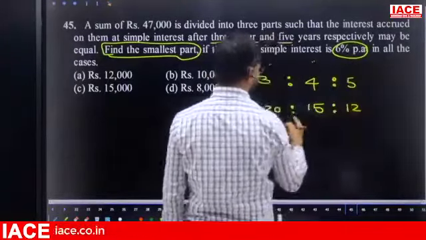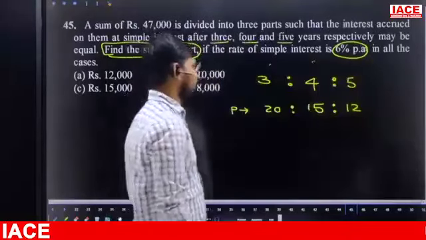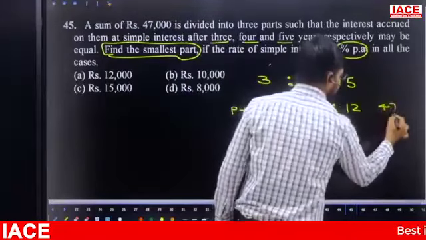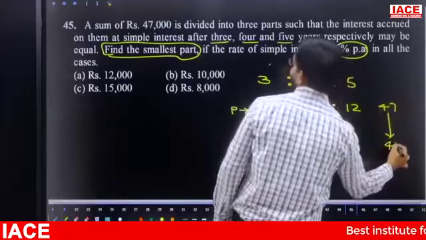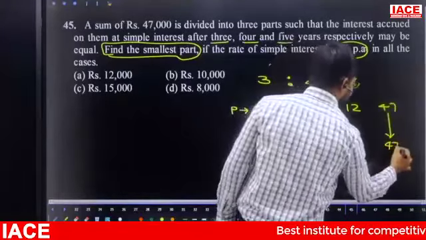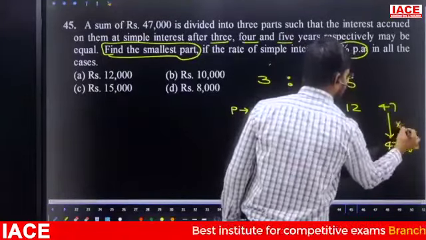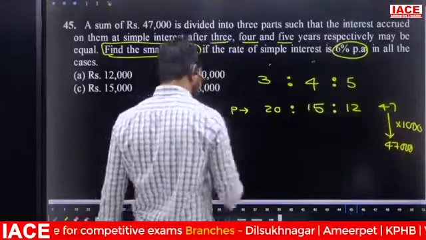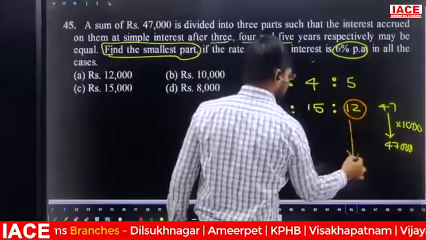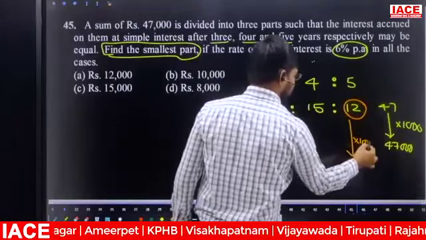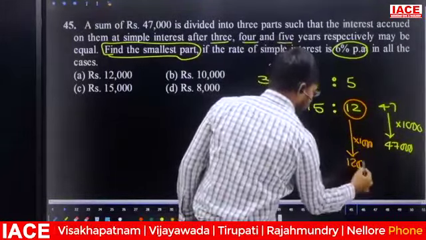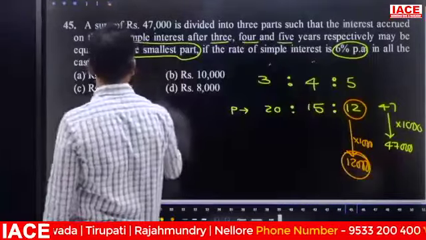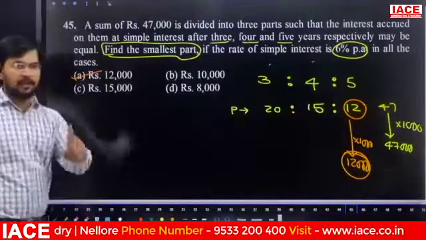Total how many parts? 20, 25, 12, 35, 47. Total it is 47. So 47 parts is nothing but 47,000. Each part is nothing but 1,000. They're asking for the smallest part. The smallest part is 12 parts, so 12 into 1,000 is 12,000. So your answer is 12,000. Option A is the right answer.